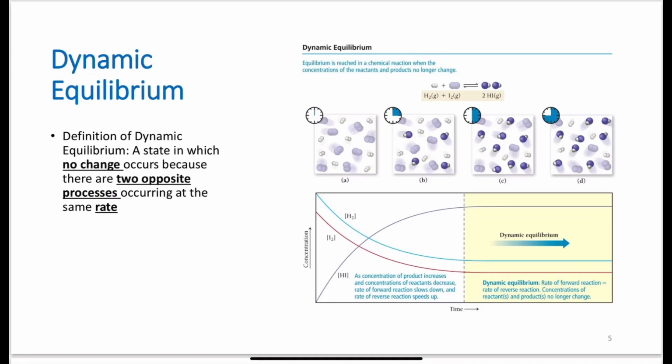What do I mean by equilibrium? What do I mean by dynamic equilibrium? Well, a dynamic equilibrium is defined as a state in which no change occurs because there are two opposite processes occurring at the same rate.